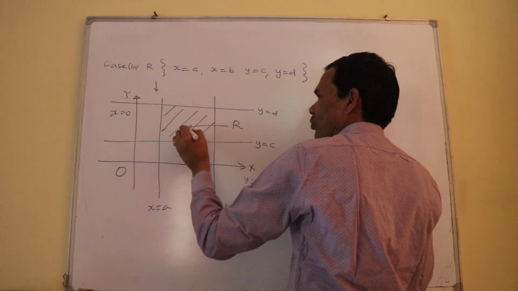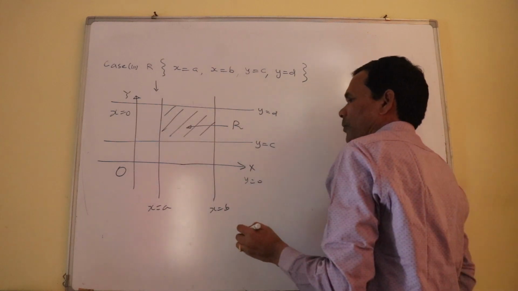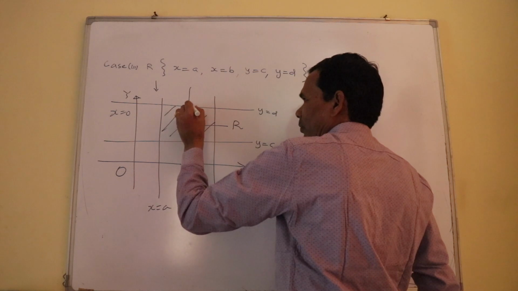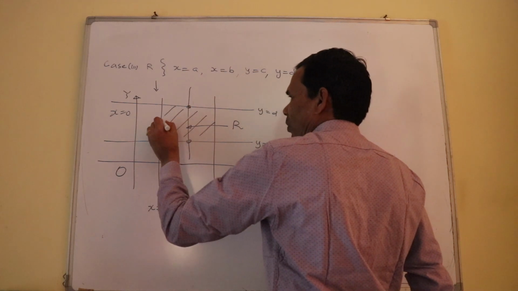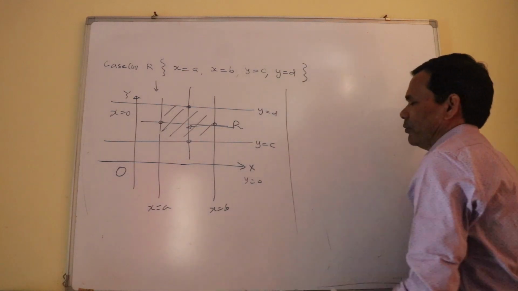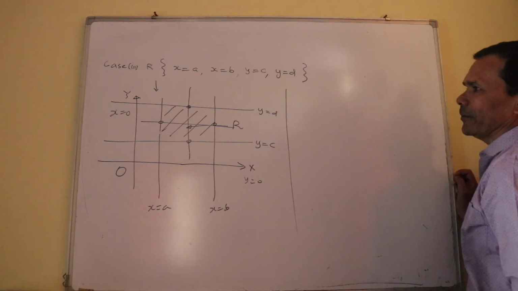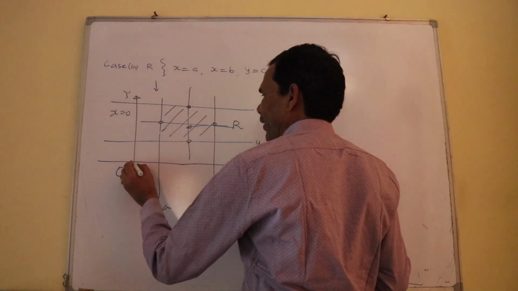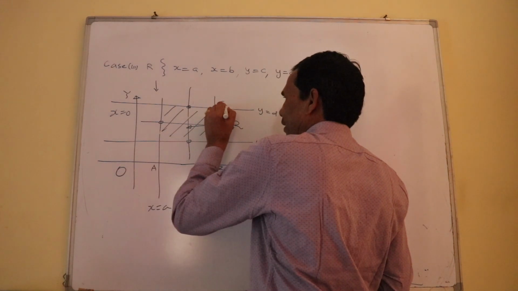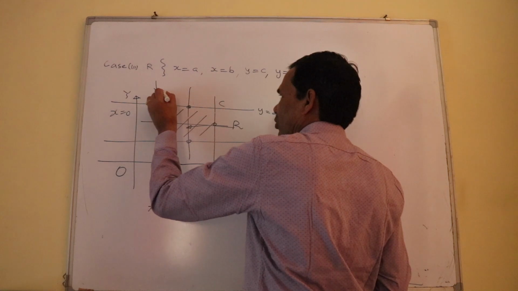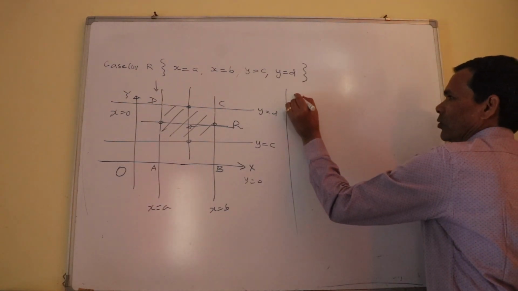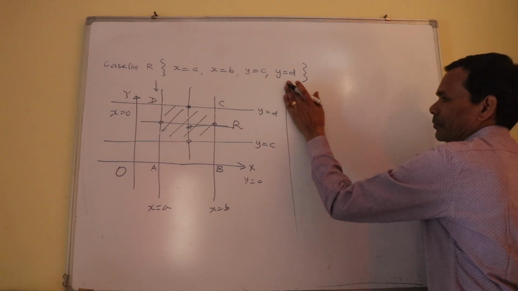Now here you can take any of them, with respect to x or with respect to y, it does not make any difference. So if you integrate with respect to x or y, this is the region of integration, a, b, c, and d is the region of integration. A, B, C, D is the region of integration.